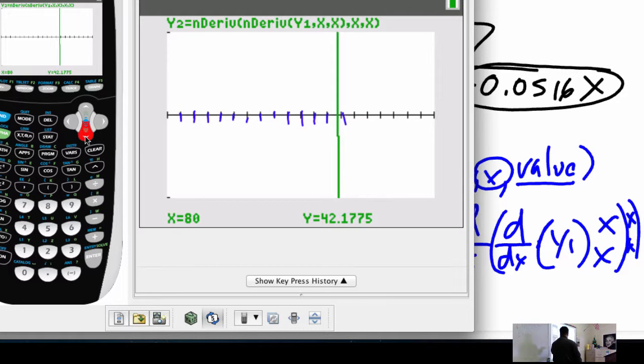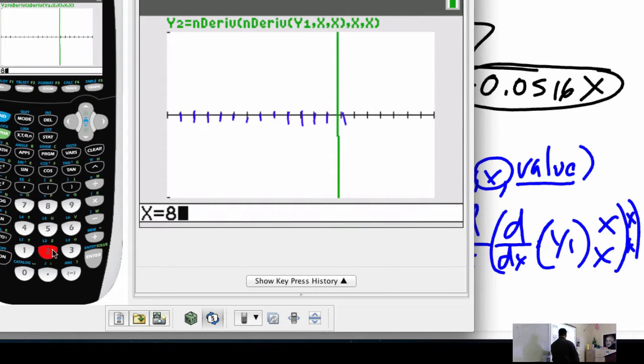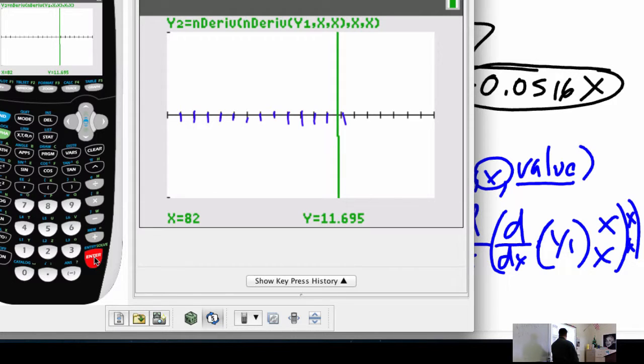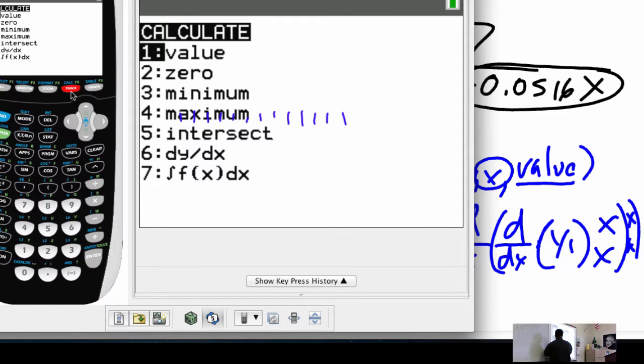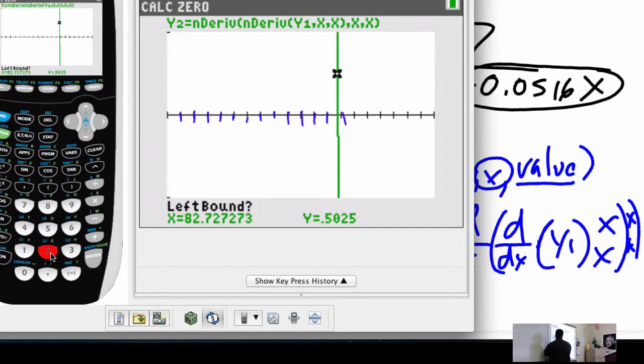So now what I want to do is find the 0. If I hit 82 and hit enter, it still doesn't quite show up on the screen. So if I go a little bit to the right, a little bit to the right, as I get closer to 83, you can see that it gets close to 0. Now if I hit second trace again, and option number 2, I can calculate the 0. I'm a little bit to the left of the 0. Now I'm going to go a little bit to the right of the 0, but you can't see it on the screen, so I'm going to hit enter.